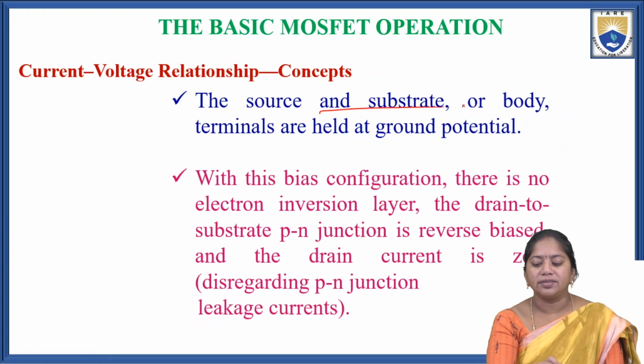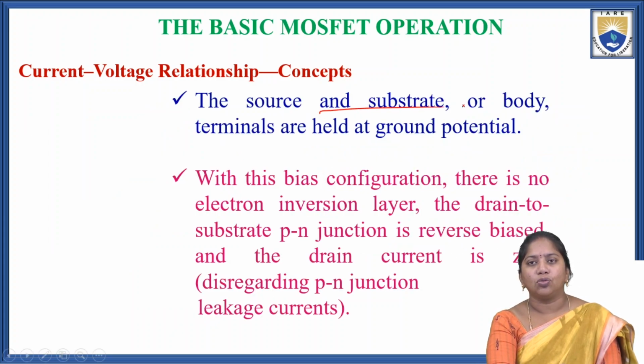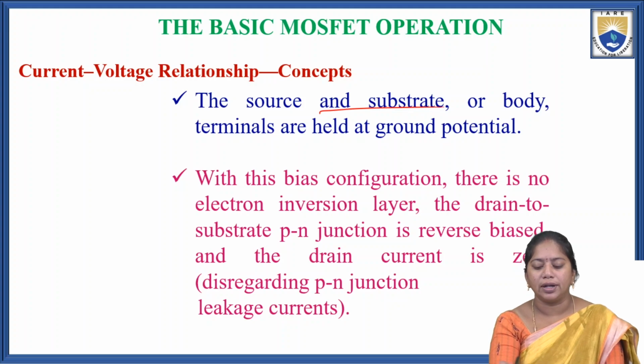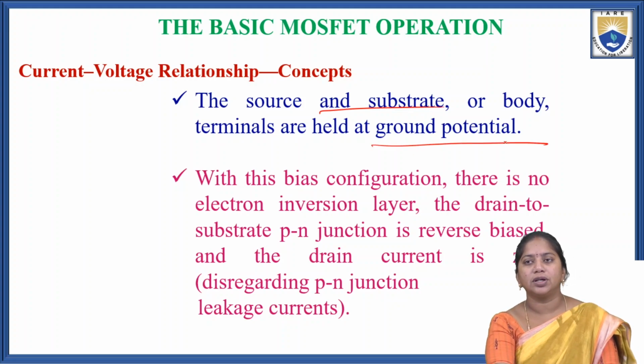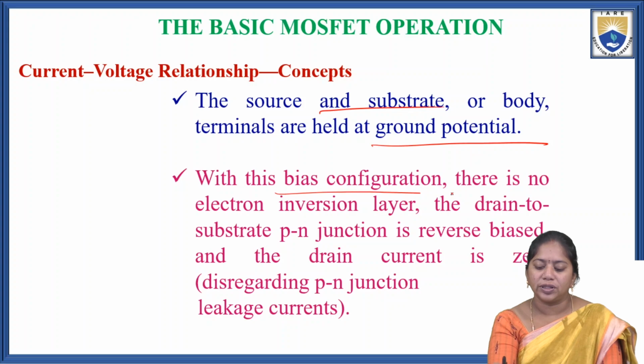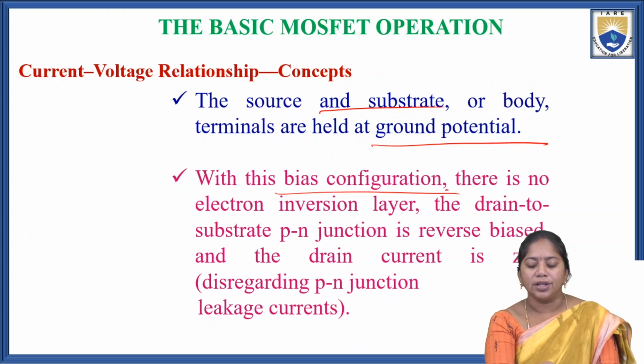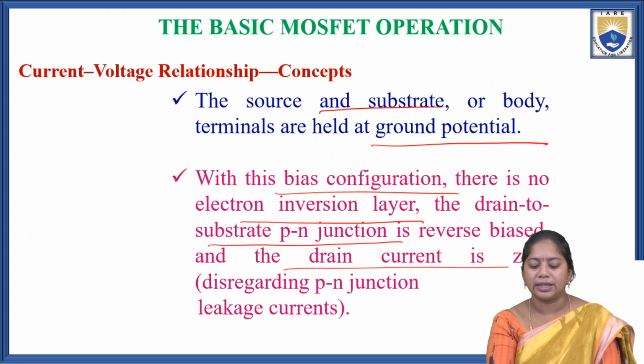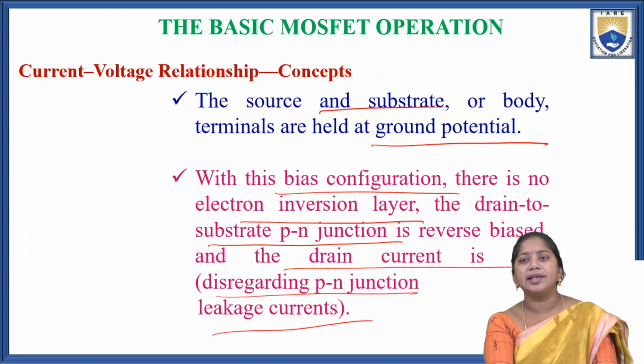So the source and substrate is also known as the body. The terminals are held at the ground potential, so we are connected to ground. The source and substrate terminals are connected to ground potential. With this bias configuration, there is no electron inversion layer. The drain to substrate PN junction is reverse biased and the drain current is zero, disregarding the PN junction leakage currents.